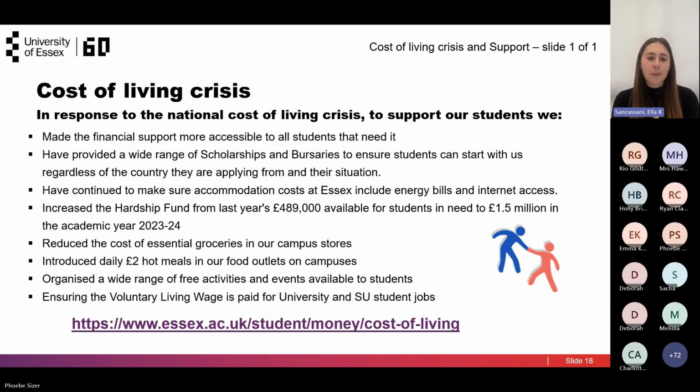So if you'd like to find out more about how we're supporting our students financially and with the cost of living, please do head to our website, essex.ac.uk, and you'll be able to find out more information there on how we're supporting students through the cost of living crisis.